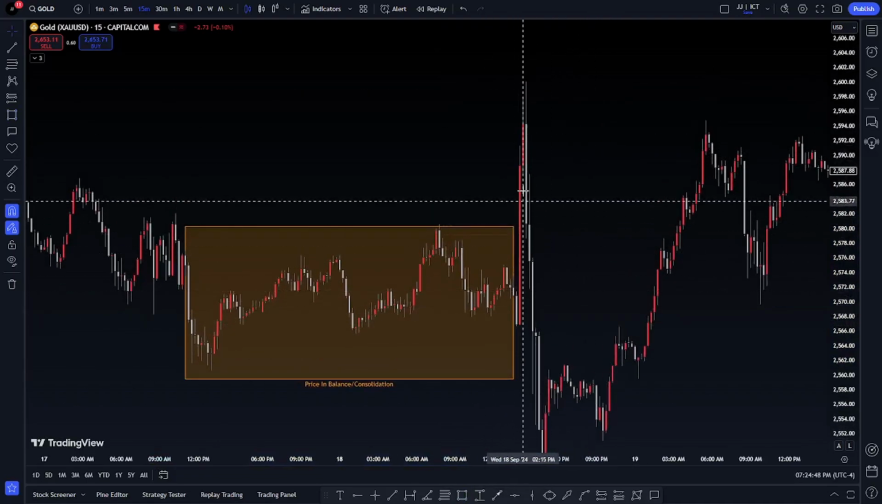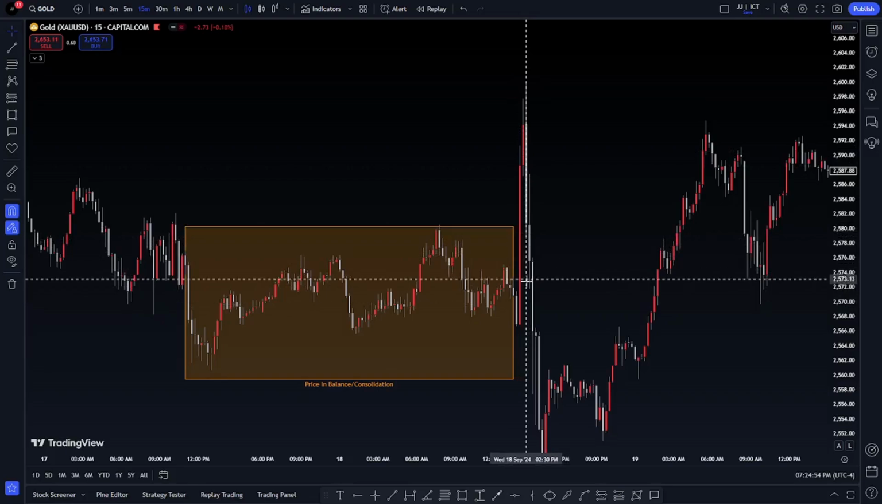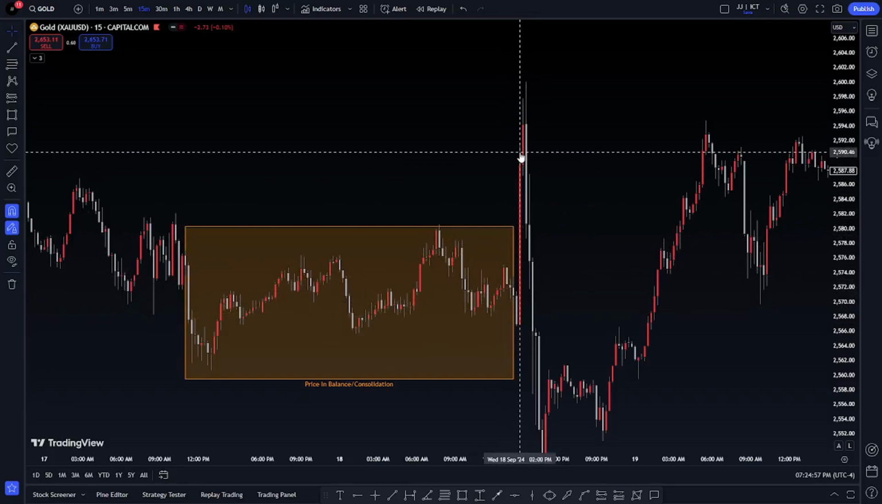We're like, why did price head up? Yeah, it headed up, but it headed up to manipulate. Those are two different things. To me, this is still a market maker buy model, but all it did was head up first to manipulate. Very simple. Nothing hard.